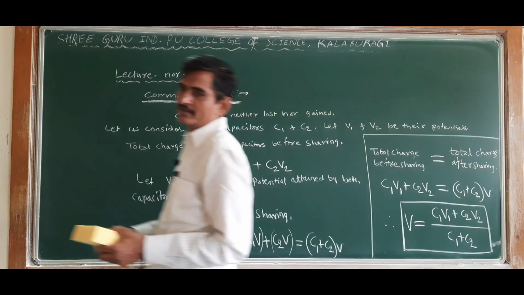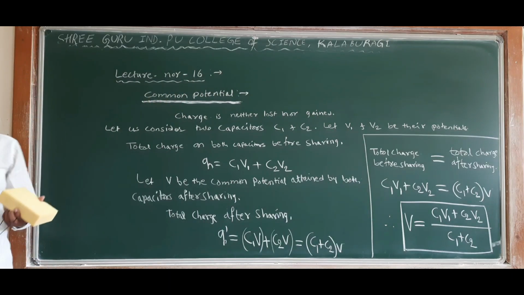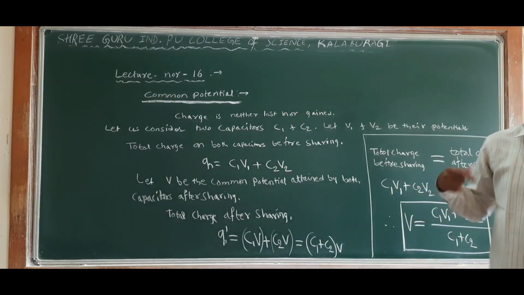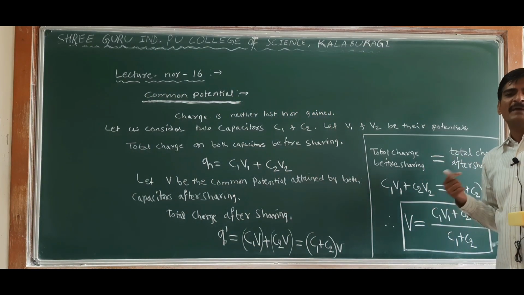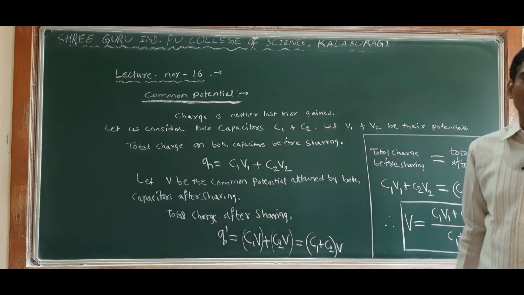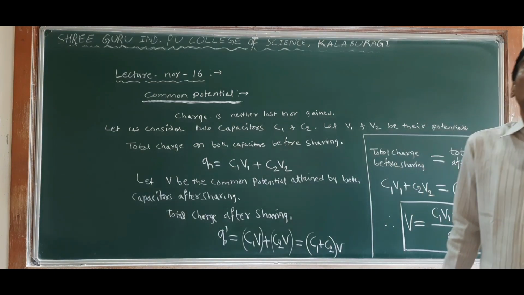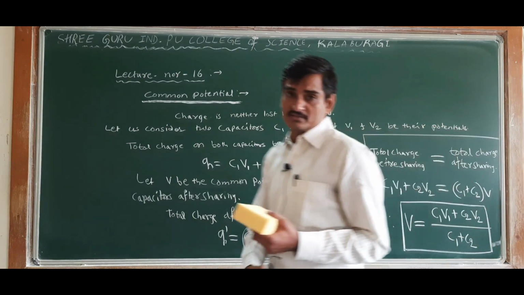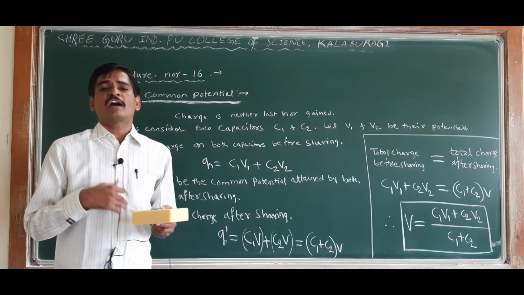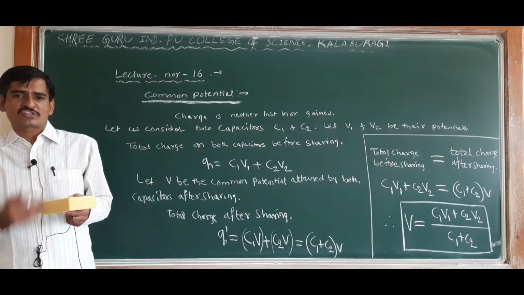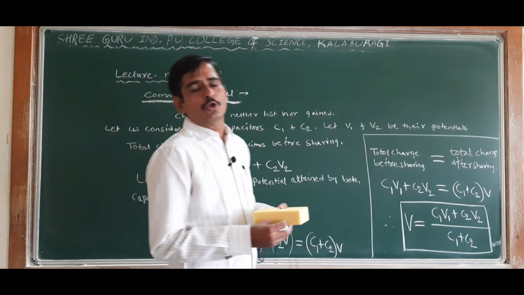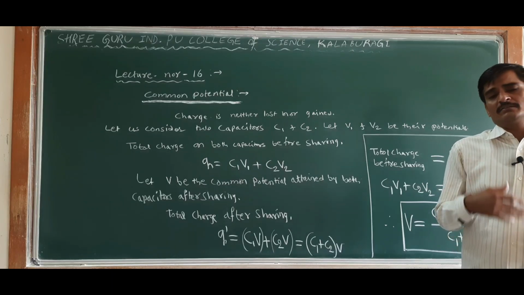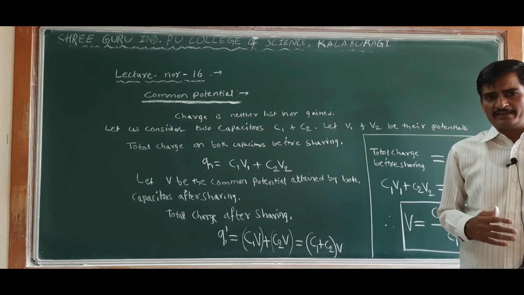Listen to this explanation very carefully. When two capacitors charged to different potentials are connected in parallel through a metallic wire, the capacitor which is at higher potential will lose the charge, and the capacitor which is at lower potential will gain the charge. That is, the sharing of charges takes place.